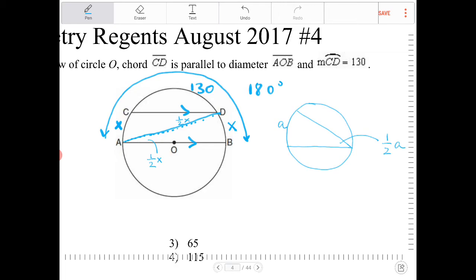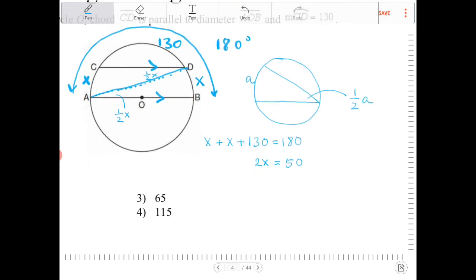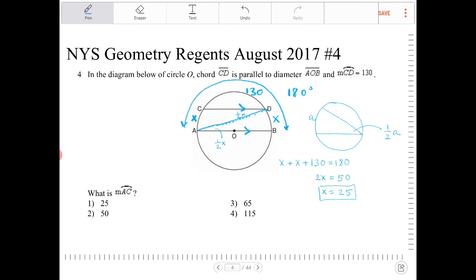So wait a minute. If the full arc of a semicircle is 180, then I have X plus X plus 130 is equal to 180. I can subtract both sides by 130 and combine the X's, and then I'll end up with 2x is equal to 50. Dividing 2x by 2 and 50 by 2, I'll end up with x is equal to 25. So arc AC must equal 25, and that would be option 1.